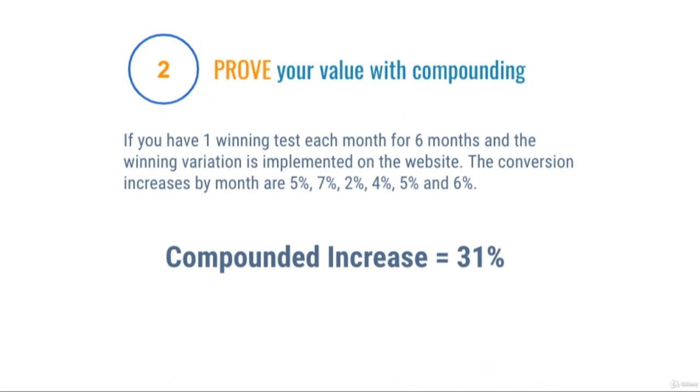For example, if you have just one winning test each month for 6 months, and the winning variation is implemented onto the site, the conversion increases by month. For example, let's say 5%, 7%, 2%, 4%, 5%, and 6%. Compounded, that's an increase of 31%. Imagine growing your business in just a 6-month time period, 31%. That's the power of A/B testing.